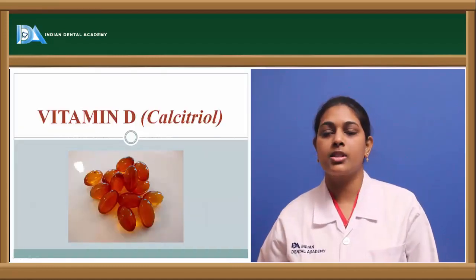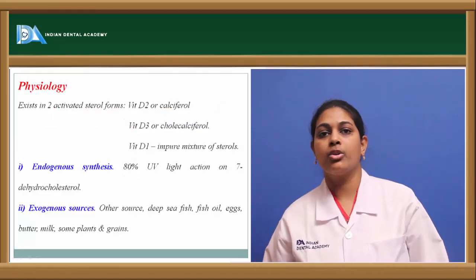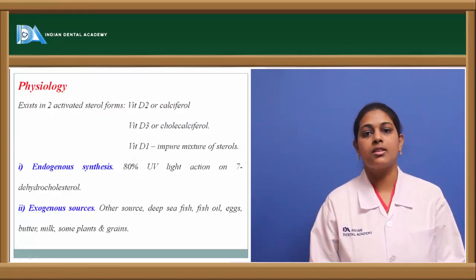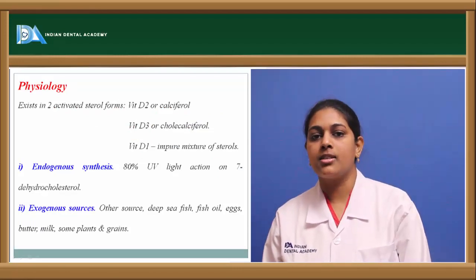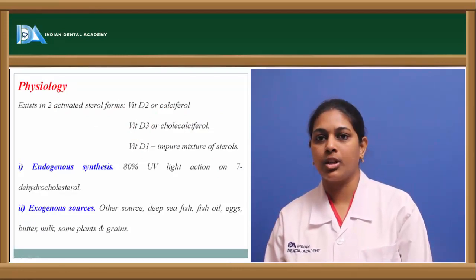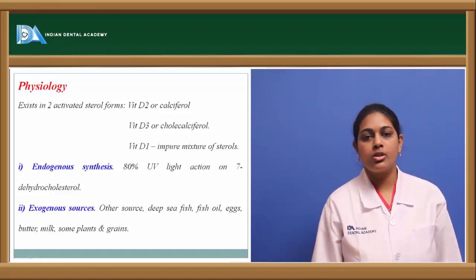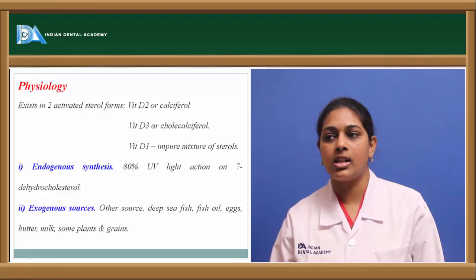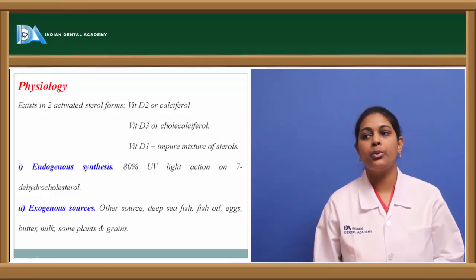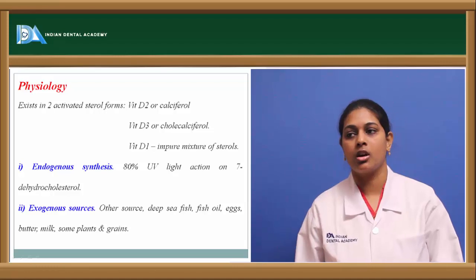Vitamin D is also known as calcitriol. It is usually available in two forms, an activated form and an inactivated form. The activated forms are considered to be vitamin D2 and vitamin D3. Vitamin D2 is also known as calciferol, whereas vitamin D3 is also known as cholecalciferol. Vitamin D1 is an impure mixture of steroids.